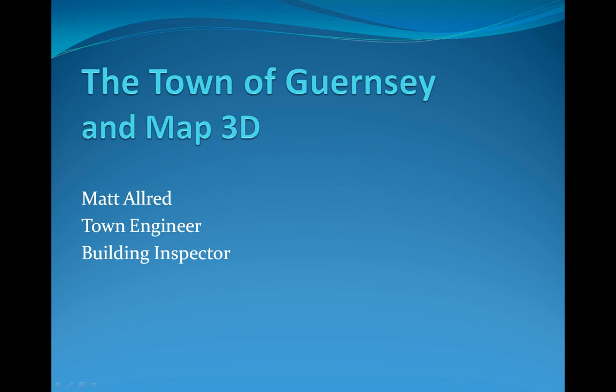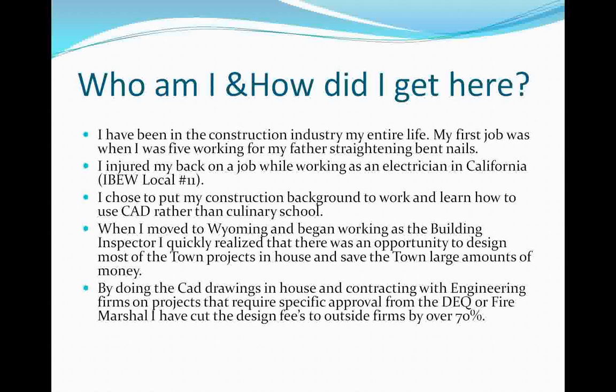That being said, who am I? How did I get here? I have been in construction my entire life. My first job was straightening nails, working for my father when I was just 5. I injured my back on a job in California working as an electrician. And rather than go to culinary school, which I'm sure I would have enjoyed, I went back to school and learned how to use CAD. When I moved to Wyoming and began as a building inspector, I quickly realized that there was a huge opportunity to expand my career from just building inspection into the engineering for the town.